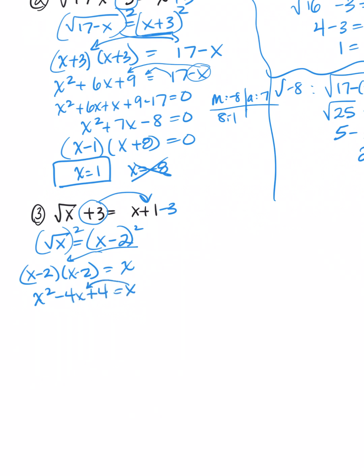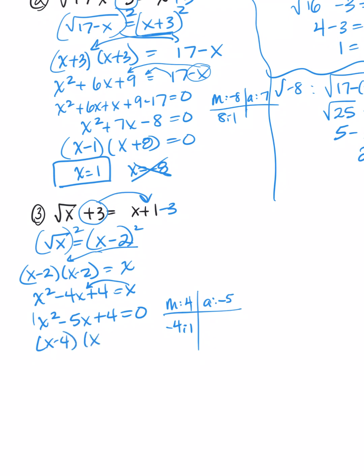Move that x over, it becomes negative. So I'll have x squared minus 5x plus 4 equals 0. Now we factor. I'm multiplying to get a 4. I'm adding to get a negative 5. So 4 and 1 work, but if I'm adding to get a negative, that means they both need to be negative. And again, the shortcut will work. So I'm going to say x minus 4, x minus 1 equals 0. When I set each of these equal to 0 and I solve, I have x equals 4, x equals 1.